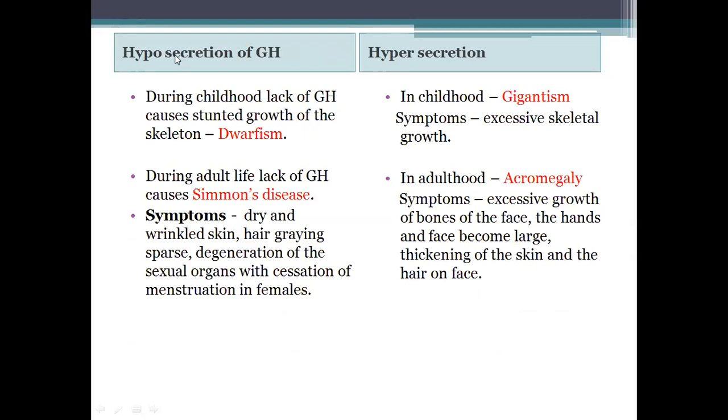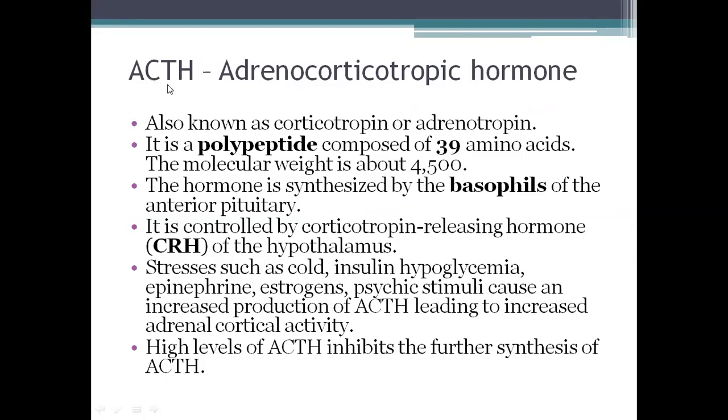Hyposecretion in childhood results in pituitary dwarfism, and hyposecretion in adulthood results in a disease known as Simmonds disease. So these are the symptoms. Pause the slide. Please go through these diseases and the symptoms. You can see here hypersecretion in childhood results in pituitary gigantism, and hypersecretion in adulthood results in a disease known as acromegaly.